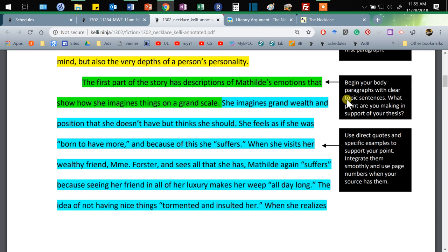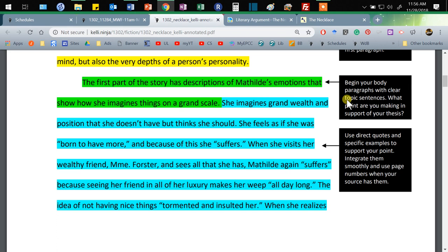She feels as if she was born to have more. So I'm paraphrasing, putting it in my own words, but it's still from the story. And here and there I'm using quotes. Born to have more, and because of this, she suffers. Now, the version I used was from the web, and when we scroll, there are no page numbers in The Necklace, right? So we wouldn't have those page numbers if it was web.